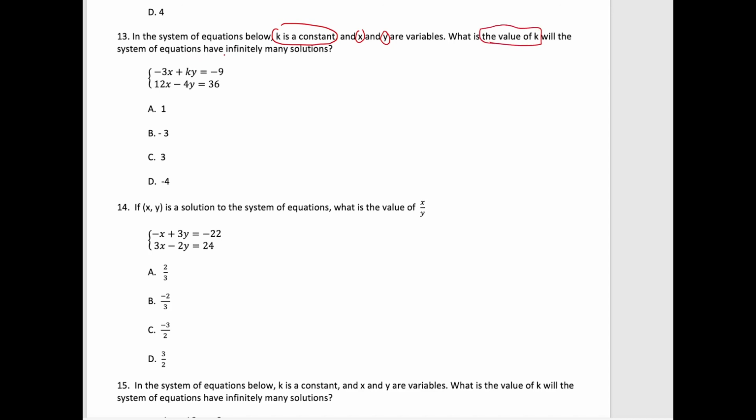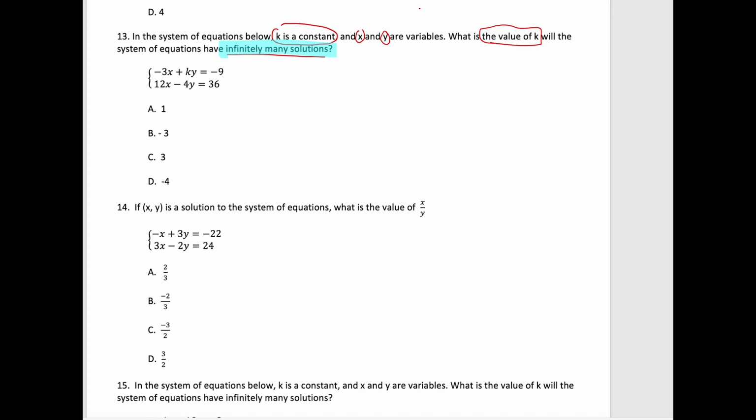Will the system of equations have infinitely many solutions? Okay, here's a big keyword, and it's so big a keyword I'm even highlighting it. Now you're going to help me out. If this is infinitely many solutions, what is the system going to look like?